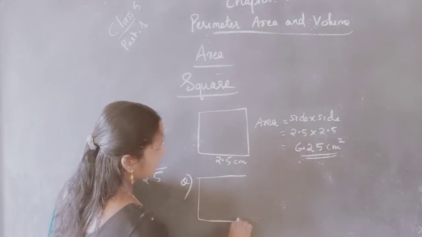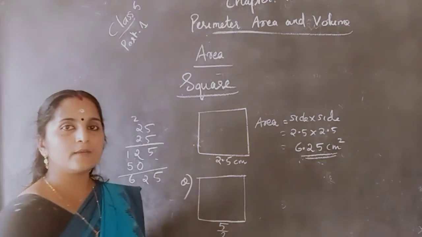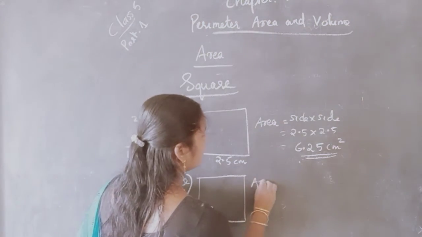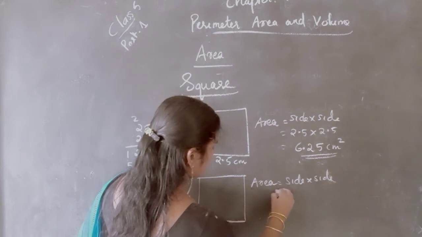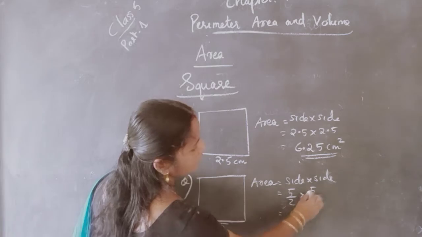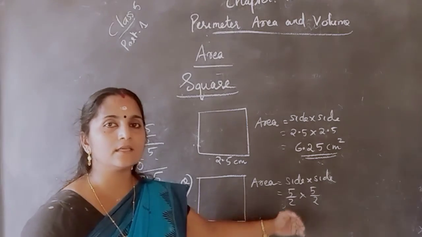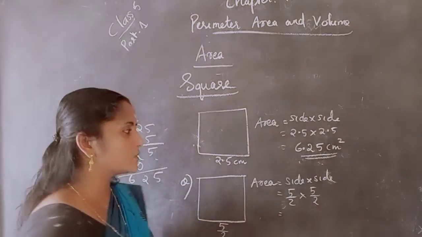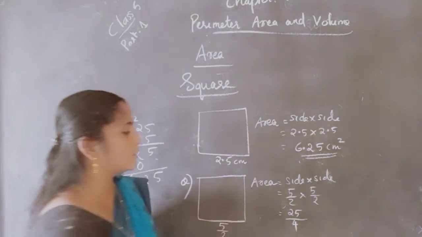Okay. Then another question. If we have fraction form, for example 5 by 2. One side is 5 by 2. Then how do we find out the area? Area is equal to, what's the equation? Side into side. That is, side is 5 by 2, so 5 by 2 into 5 by 2. That is 5 into 5. If we have common factors, we can simplify by cancelling numerator and denominator. But here no common factors exist. So we multiply 5 into 5, 25, by 2 into 2, 4. 25 by 4.